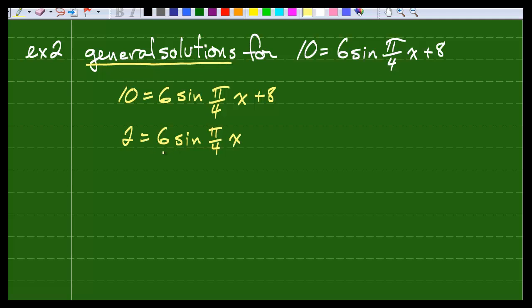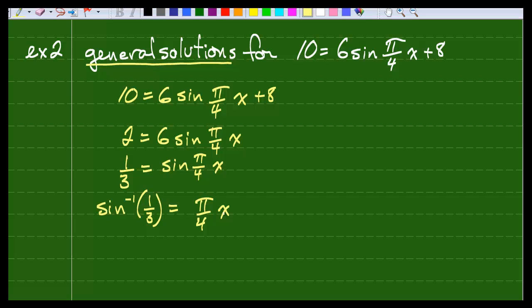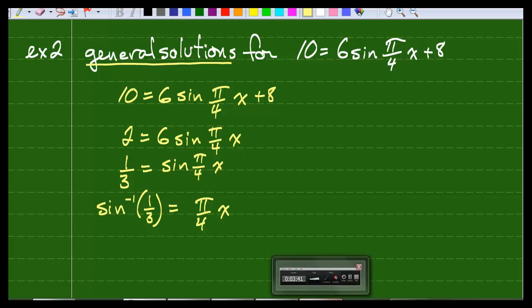And then I'll divide both sides by 6 to get 2 over 6, or 1/3, equal to sine of pi over 4 times x. So the sine of something, the sine of pi over 4 times x, is equal to 1/3. Now 1/3 doesn't fit with our special triangles, so I'm going to use inverse sine of both sides to figure out what the angle is. If I take the inverse sine of 1/3, that should be equal to pi over 4 times x. Well, the inverse sine of 1 over 3, I'm going to need my calculator to do that.